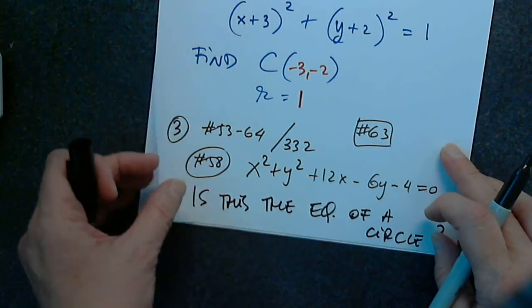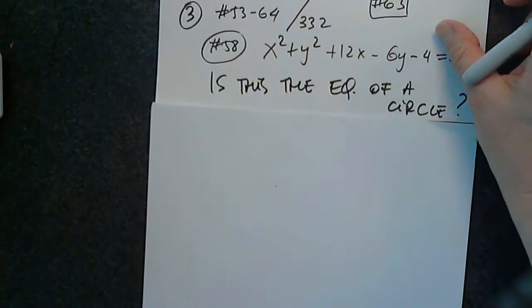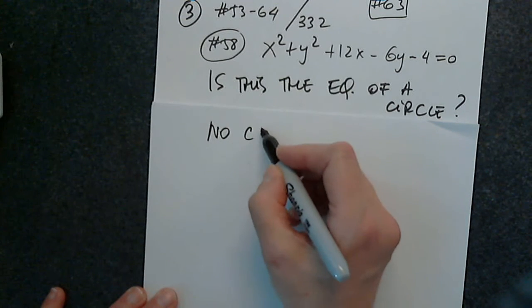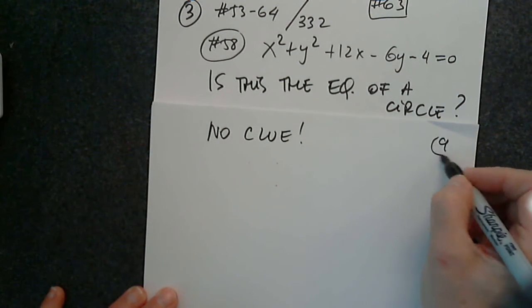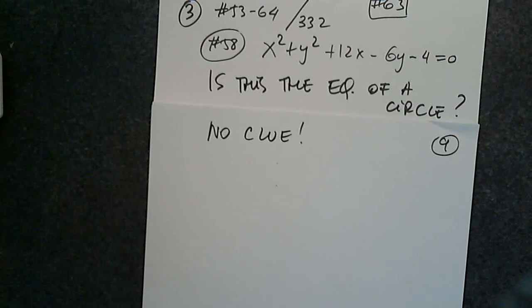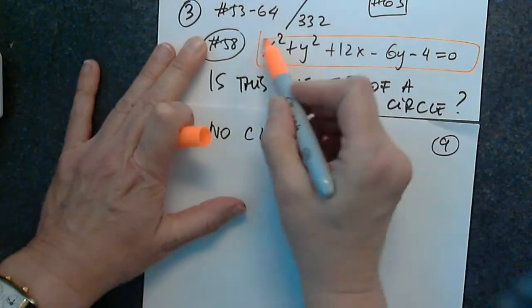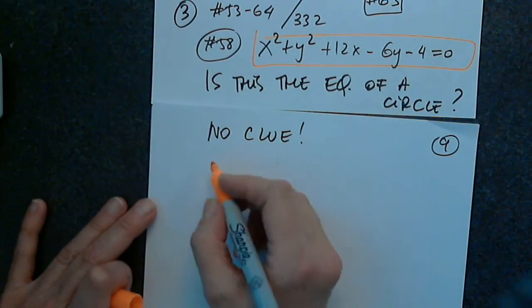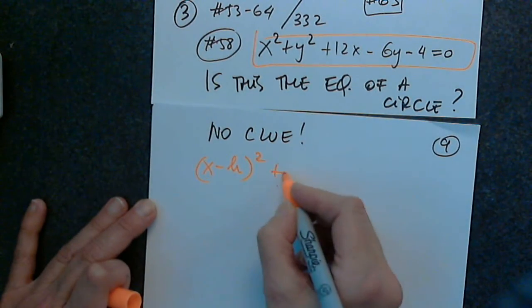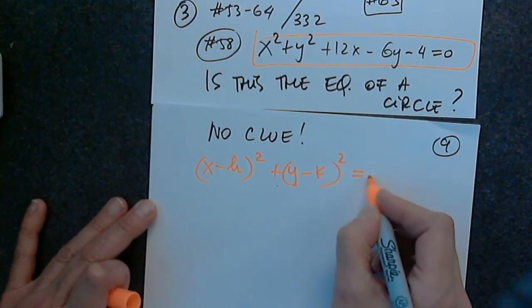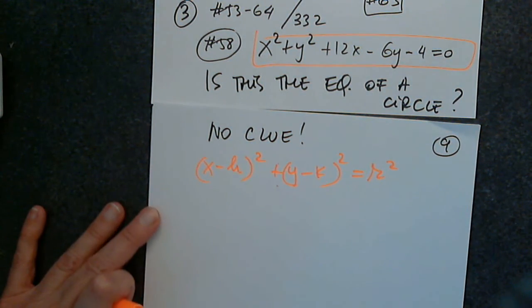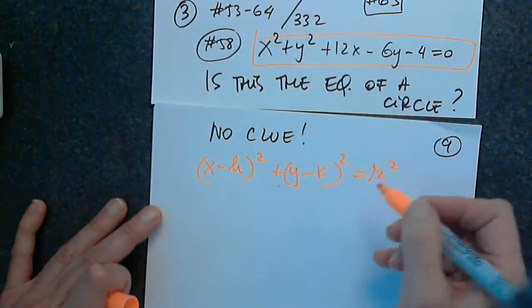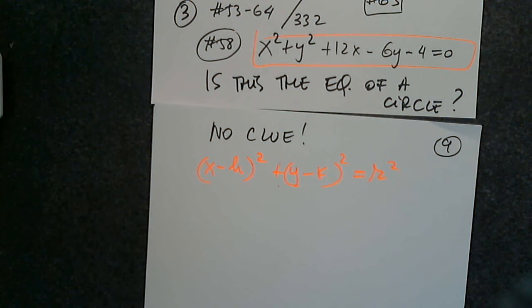The answer is no clue. And that's the correct answer. No clue. And here I'm going to say this. If somehow this equation can be presented like this, then it's a yes. If I cannot present this equation like this, then it's a no. So I have no clue at this point. Can I change that into something like this? Maybe.